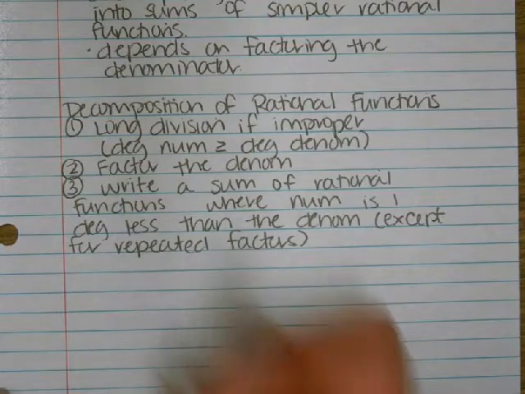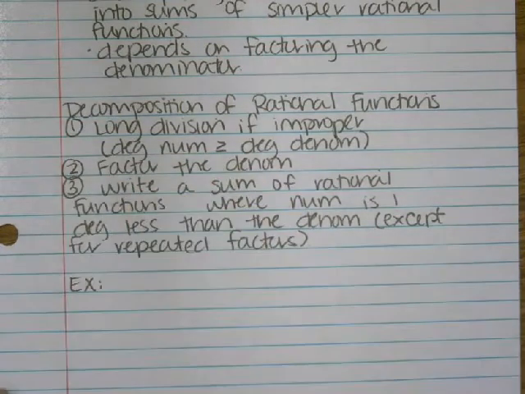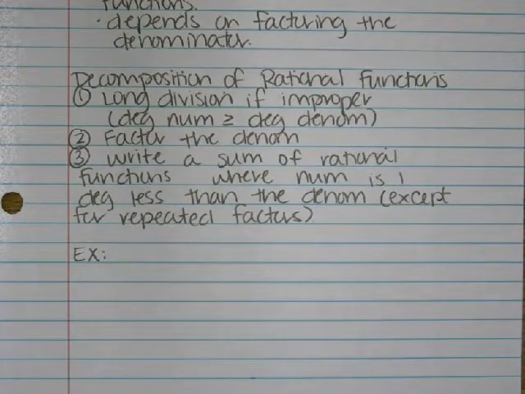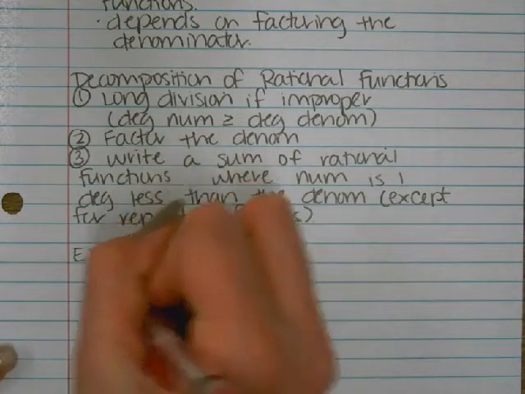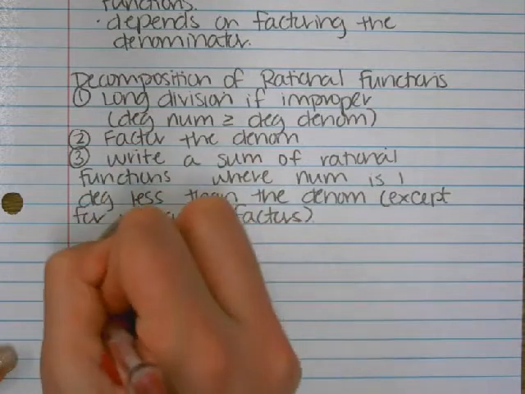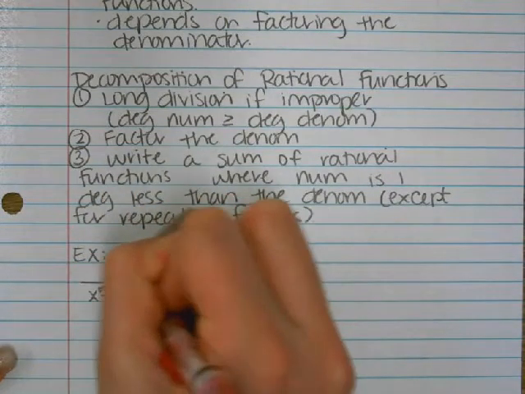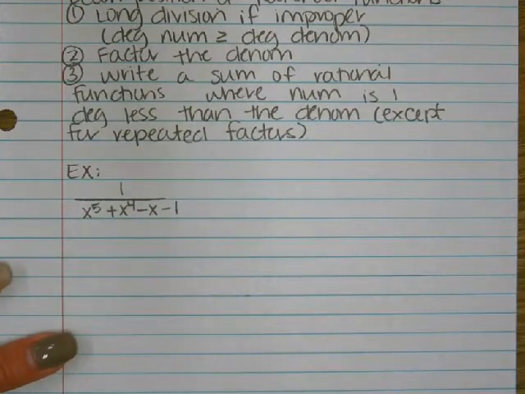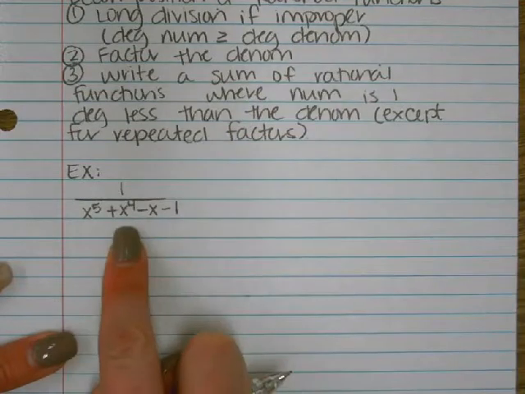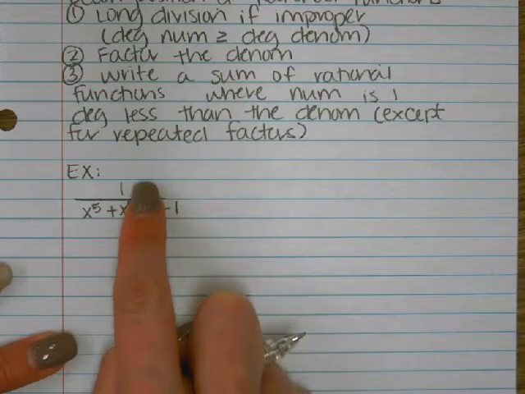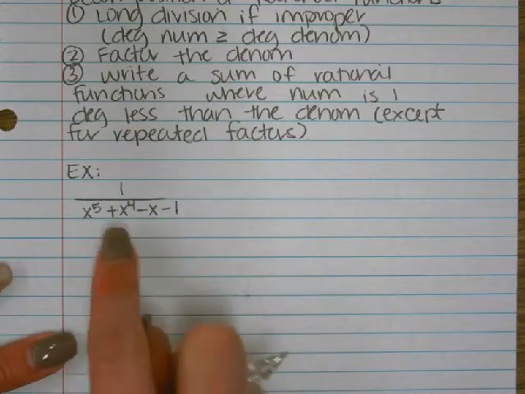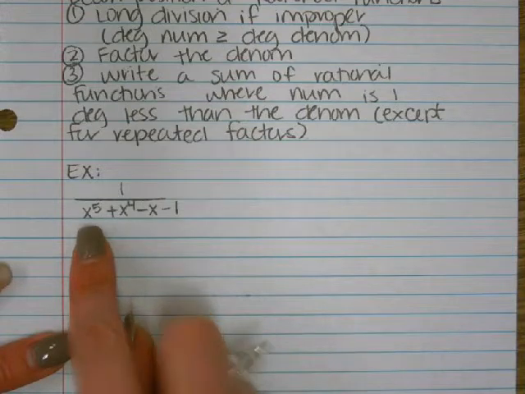All right, so first I'm going to give you a little example of what I mean by decomposing the rational function, and then after that we'll actually do one where we use it to integrate. So for example, let's look at the rational function 1 over x to the 5th plus x to the 4th minus x minus 1. When I look at this, if I was trying to do long division to start with, I can't because this is not improper. The degree of the top of this rational function is x to the 0, right? So the degree of the top is 0. The degree of the bottom is 5. So it's not improper.